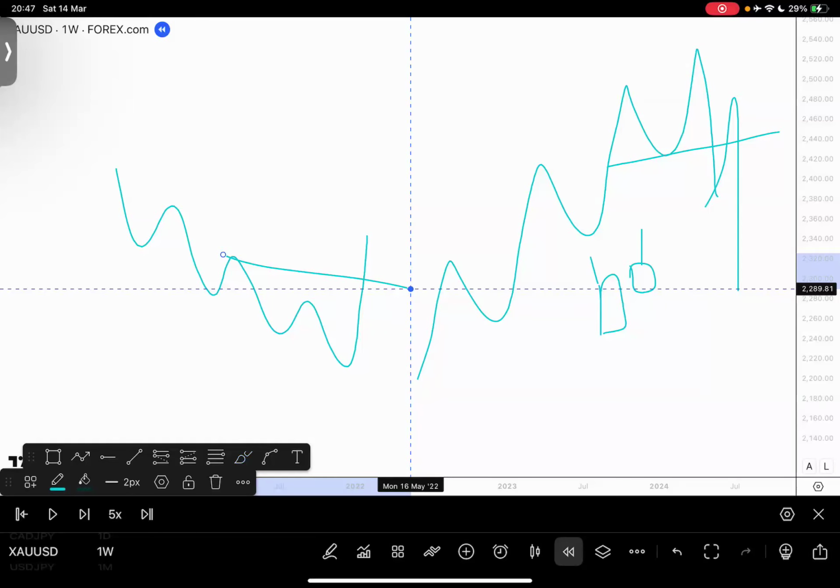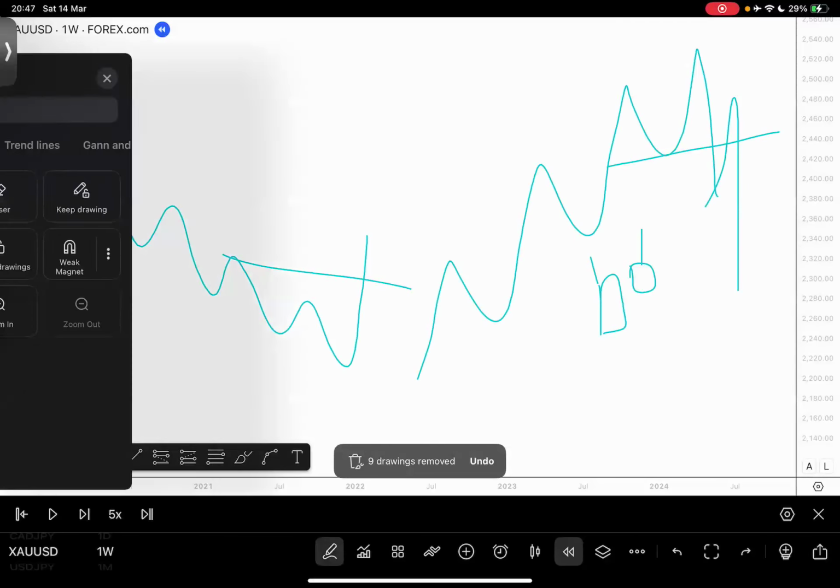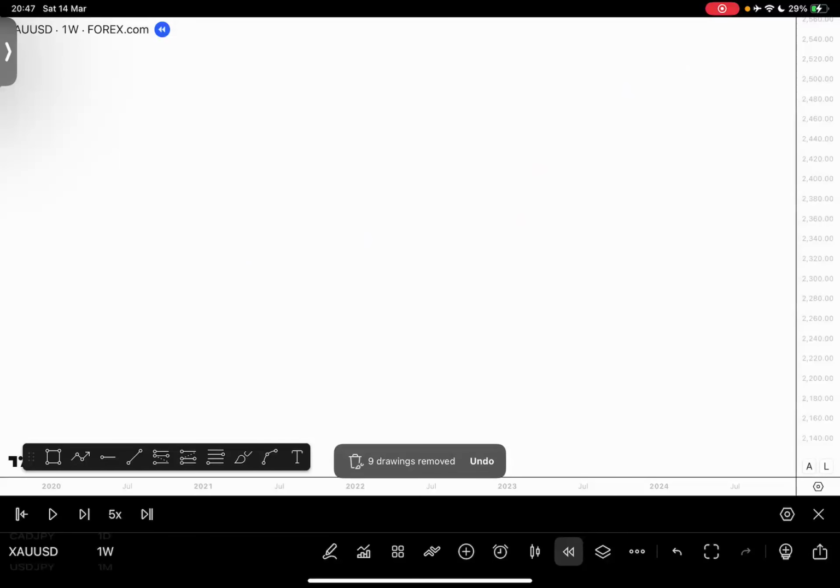Now, case number two. What if we don't have this? What do I do? Case number two is very, very clear. I mark out the higher time frame key levels. Now, what do I mean by that?